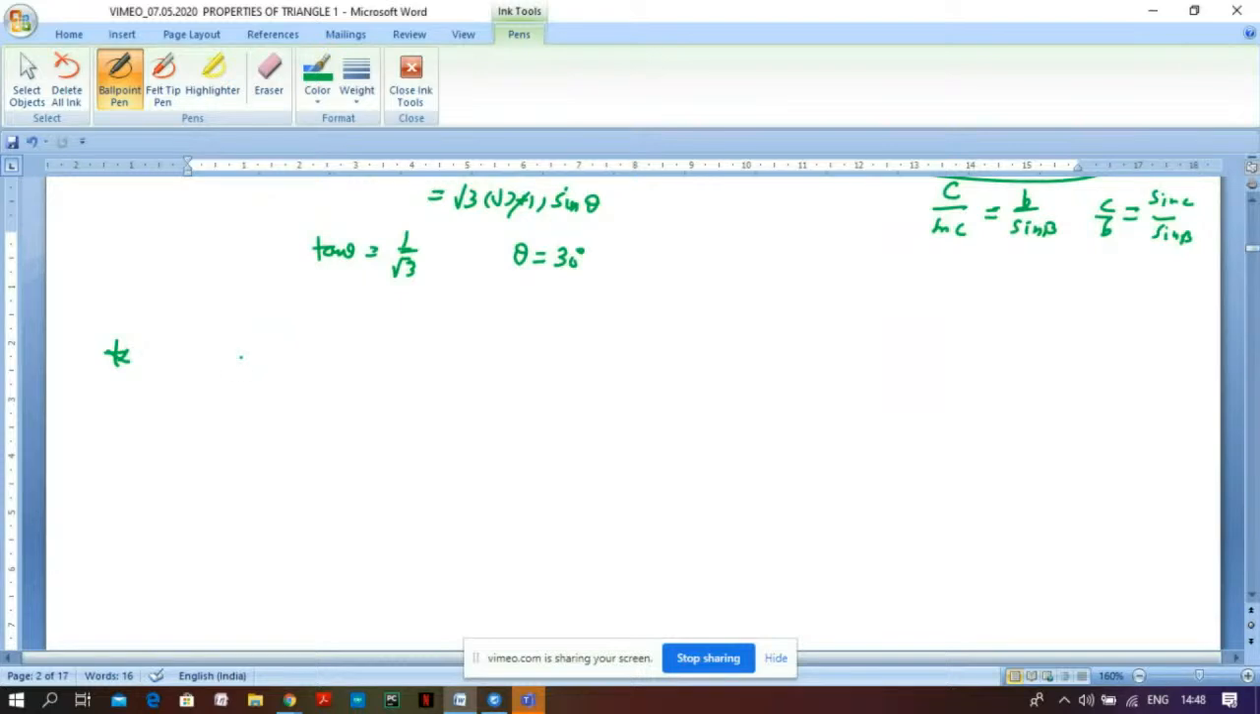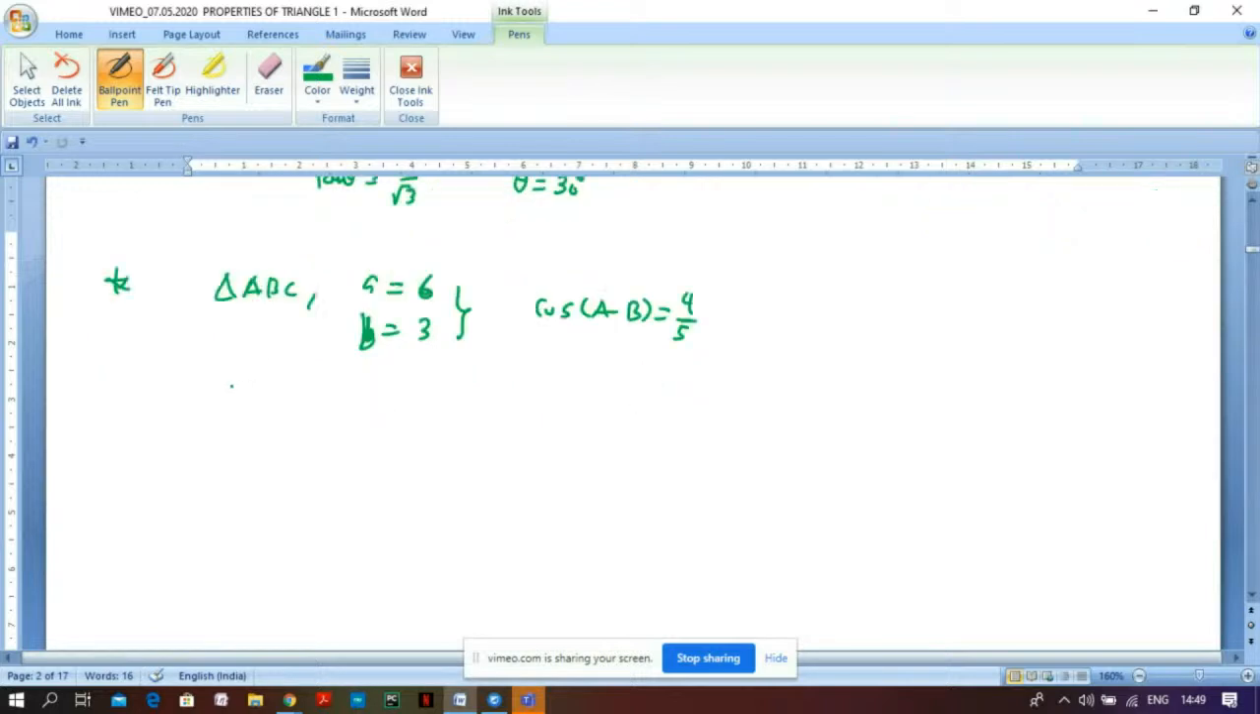Next is a problem that tells you that there is a triangle ABC in which a is 6. So length BC is given, a is given 6, b is given. So two sides are given, a and b, that is 6 and 3, some round numbers, and cos of (A minus B), that is 4 over 5, that's some rational number. And you want to find the area of the triangle. So you want to find delta.